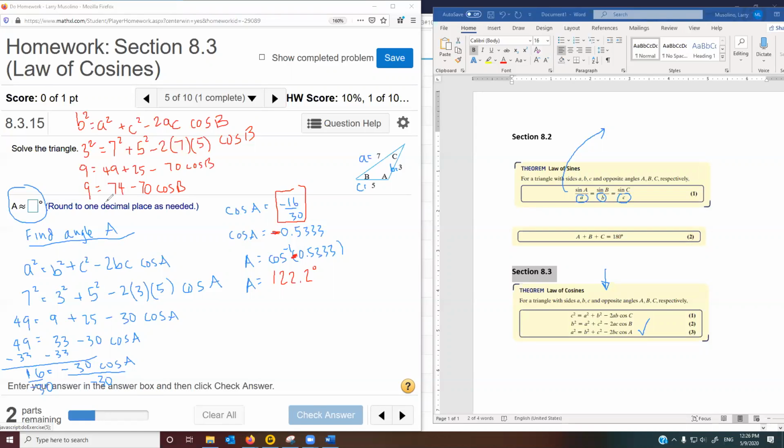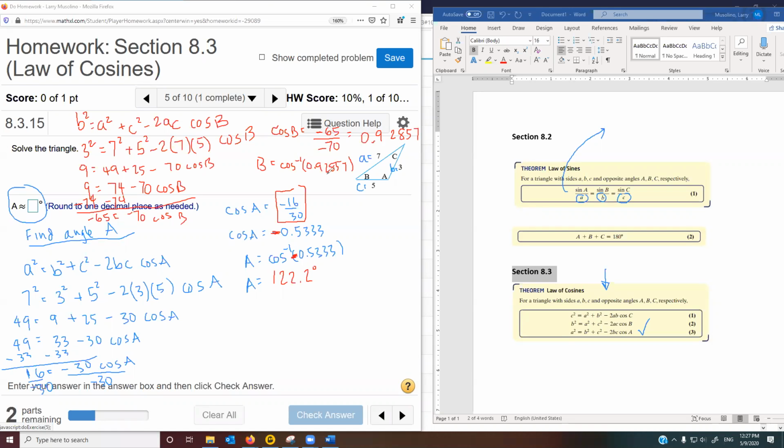Now I'm going to subtract 74 from both sides of this equation. And when I do that, I'm getting negative 65 equals negative 70 cosine B. So that means cosine B, I'll divide both sides by negative 70, is negative 65 divided by negative 70. And when I work that out on my calculator, I'm getting positive 0.92857. Now I'll take inverse cosine of both sides. So B is inverse cosine of 0.92857.